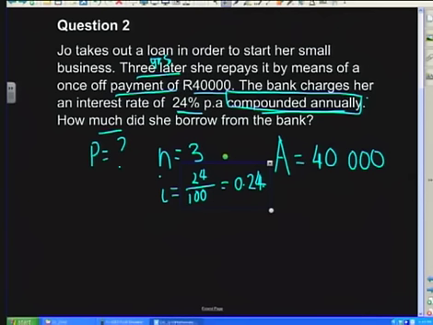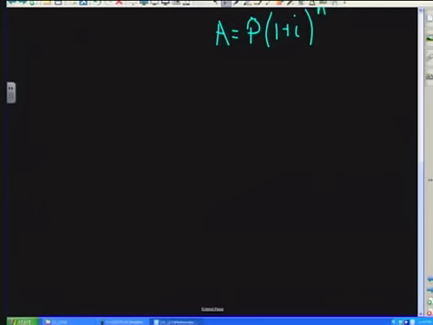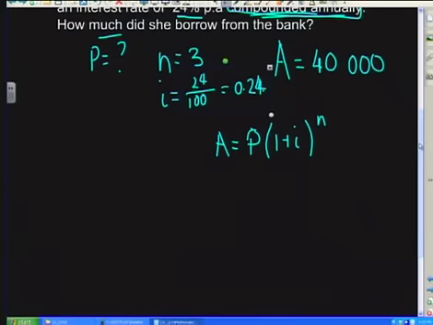So let's have a look. We're still going to use the compound interest formula, because besides the fact that they say it's compounded annually, remember what I said to you in the beginning, if they don't stipulate, we always take it as compound interest. So we're going to use A is equal to P into 1 plus I to the power of N. We know that A, the final amount now, is 40,000 rand. So don't get confused there. They actually tell you what the end amount is, so don't confuse that with P. And what are we looking for? We're looking for P. We want to know how much she borrowed.